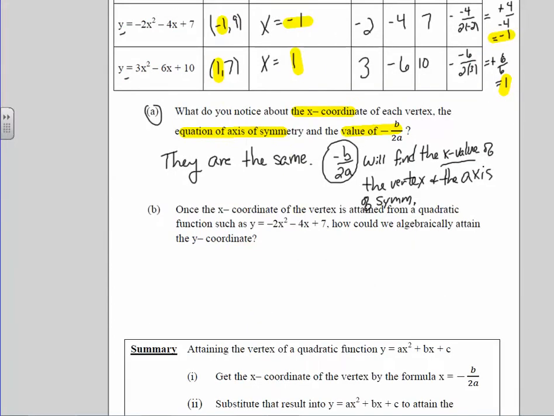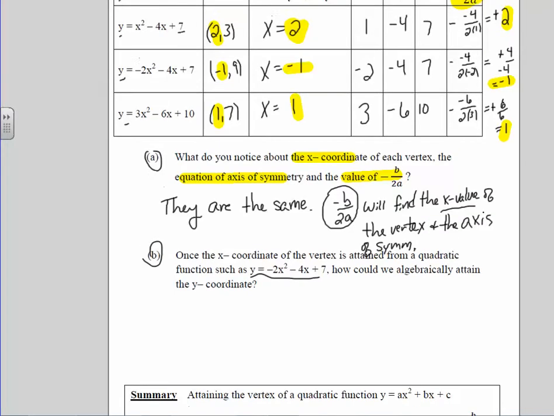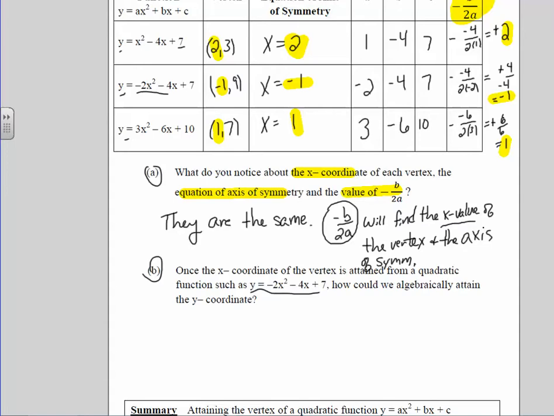Okay, part B says once you know the x coordinate of the vertex from a function, how can we algebraically attain the y coordinate? So what it's asking is, if we had this equation here and we used our formula to calculate the x value of the vertex, once you have this value, how can you find the y value? Well, what we would do is substitute it back in.